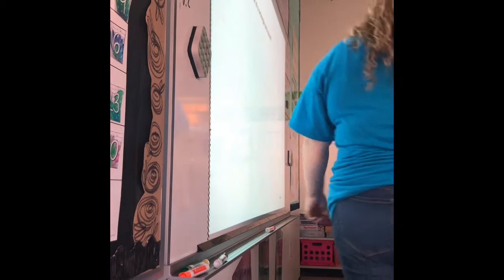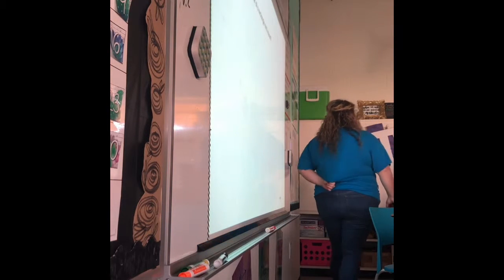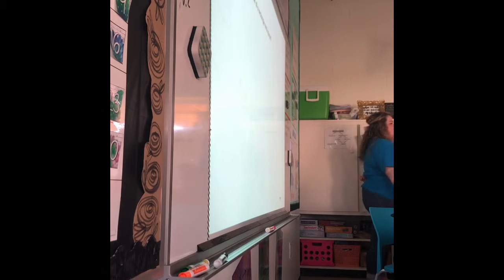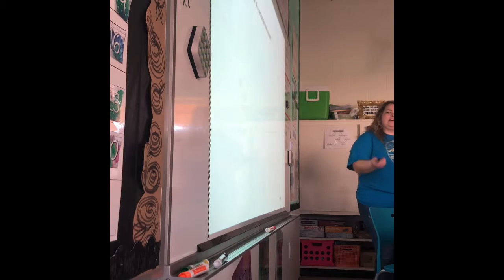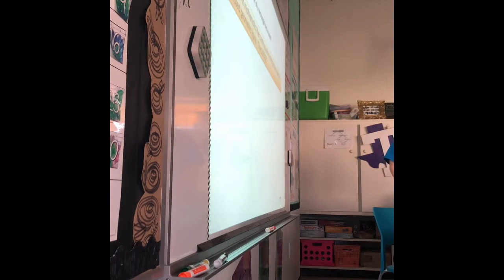Okay, somebody raise your hand and tell me what is the formula for area? Dylan. Length times width. Raise your hand. Tell me the formula for perimeter. Brooks. Length plus width plus length plus width. Perimeter equals length plus width plus length plus width. All right, so our essential question is, how do I find the perimeter of a rectangle and a square?